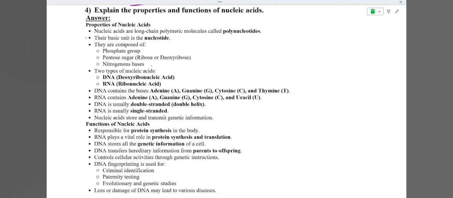Next are the properties and functions of nucleic acids. What are nucleic acids? They are long chain polymeric molecules called polynucleotides. Poly means many. Their basic unit is the nucleotide, so they are called polynucleotides. They are composed of a phosphate group, a pentose sugar, that is a 5-carbon sugar, and nitrogenous bases. The types of nucleic acids are DNA and RNA, deoxyribonucleic acid and ribonucleic acid. DNA contains adenine, guanine, thymine and cytosine. RNA contains adenine, guanine, cytosine and uracil.